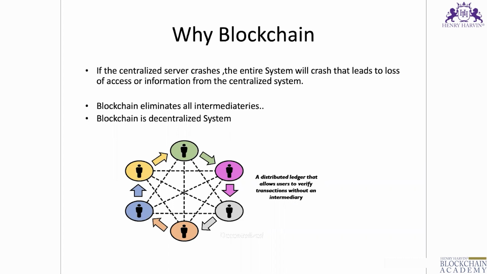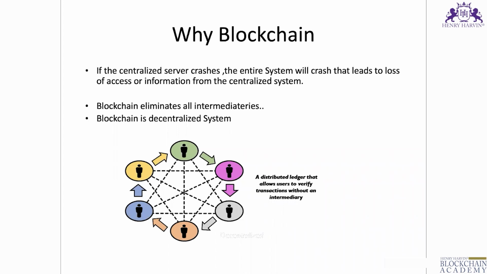And what is the definition of blockchain? Blockchain is a distributed decentralized system. Distributed means data is distributed. And decentralized means there is no centralized server. There is no centralized authority controlling the system.